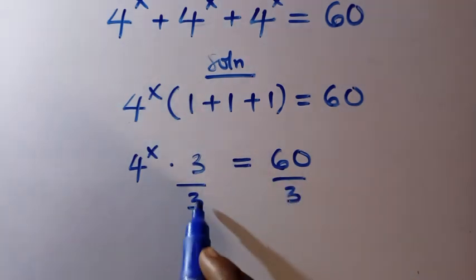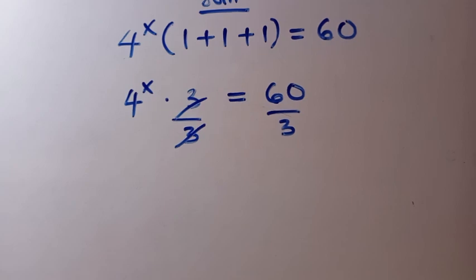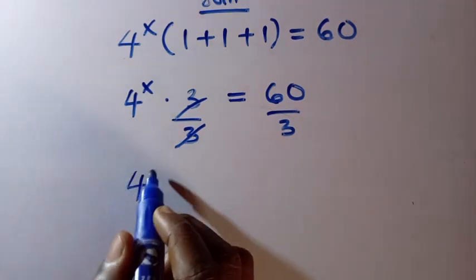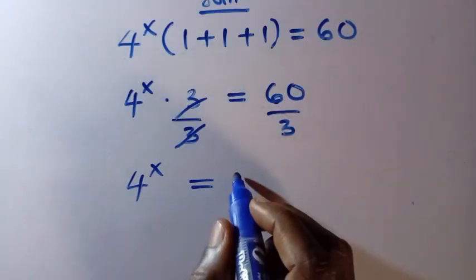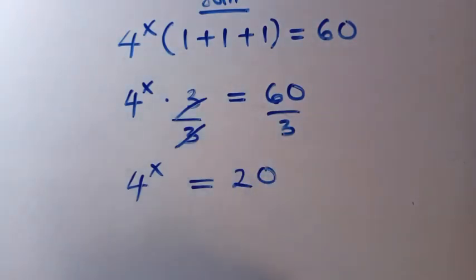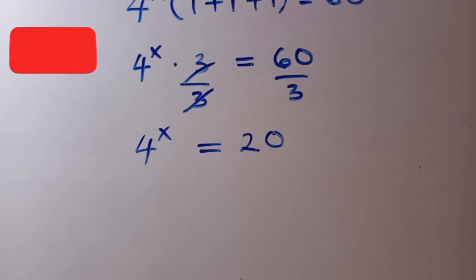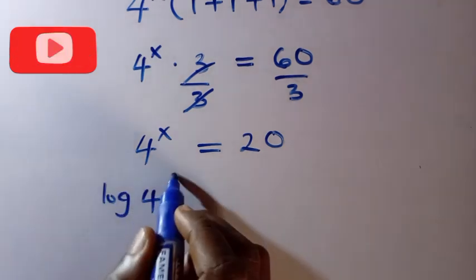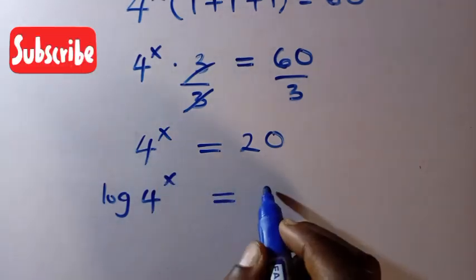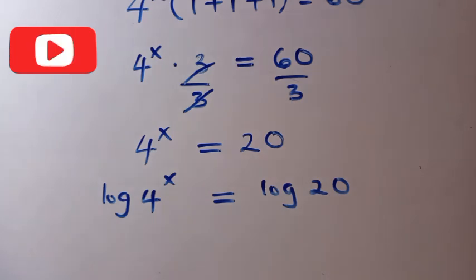When you divide both sides by 3, 3 cancels 3, and what we have here is 4^x equals 60 divided by 3, which is 20. Then let's introduce log on both sides. So we have log 4^x equals log 20.